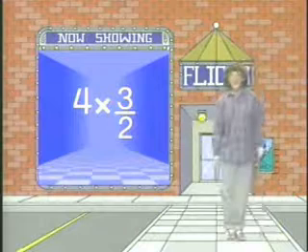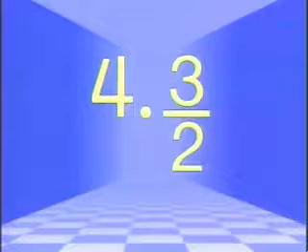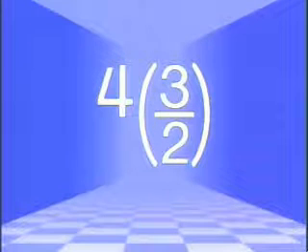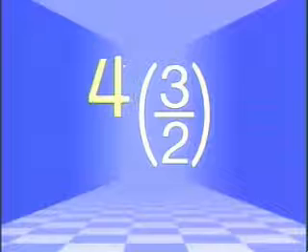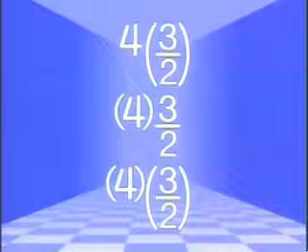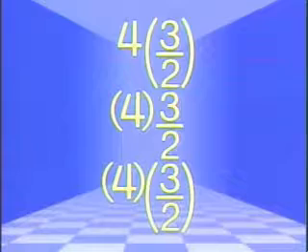We don't always use a times sign to show that values are multiplied. Sometimes we use a little dot like this. The dot is a times sign. 4 times 3/2. Sometimes we use parentheses. Parentheses are a times sign. 4 times 3/2. We can show the parentheses in different ways. They all say the same thing. 4 times 3/2.